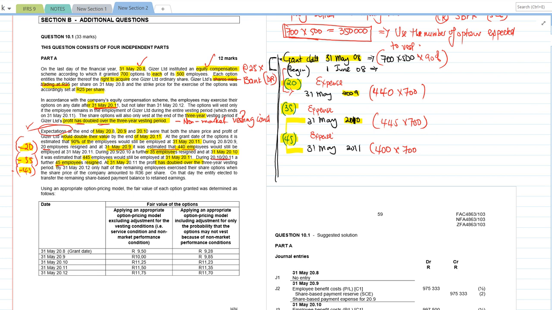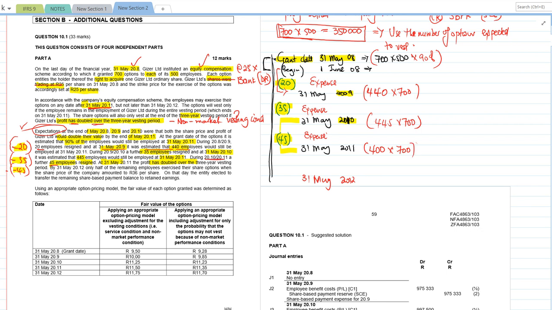They have to tell us more. Now they say that by 31 May 2012, right, only half of the remaining employees exercise their options. So right now we are fine. So it means because now we are already on what? Let me write this one in red. 31 May 2012. This year has got nothing to do with calculating the options, because at this date here, all of them were entitled to what? To exercise. So 400 by 700 were cool, right?